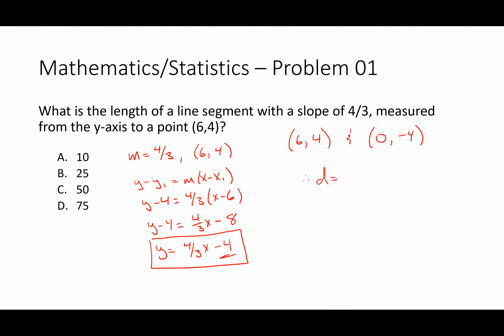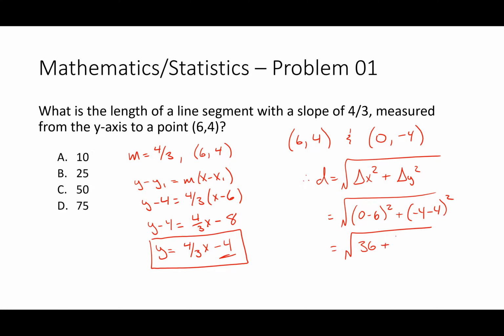So the distance, or the length of that segment, is the square root of the change in x squared plus the change in y squared, which is the square root of (0 minus 6) squared plus (-4 minus 4) squared. So the square root of 36 plus, negative 4 minus 4 is negative 8, negative 8 squared is 64. So the square root of 100, which is 10. All right. A little bit involved, but hopefully you should see that's pretty straightforward. Okay, moving on.